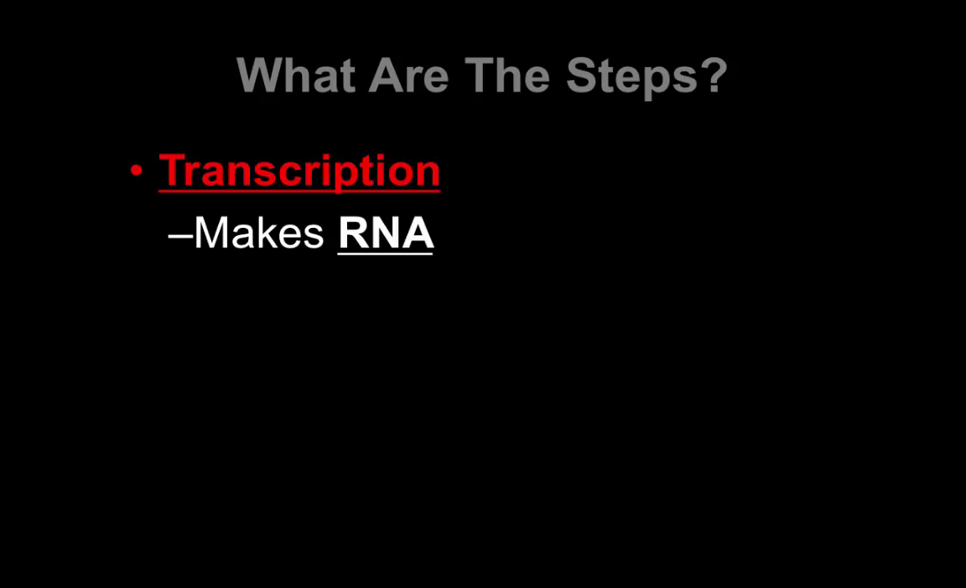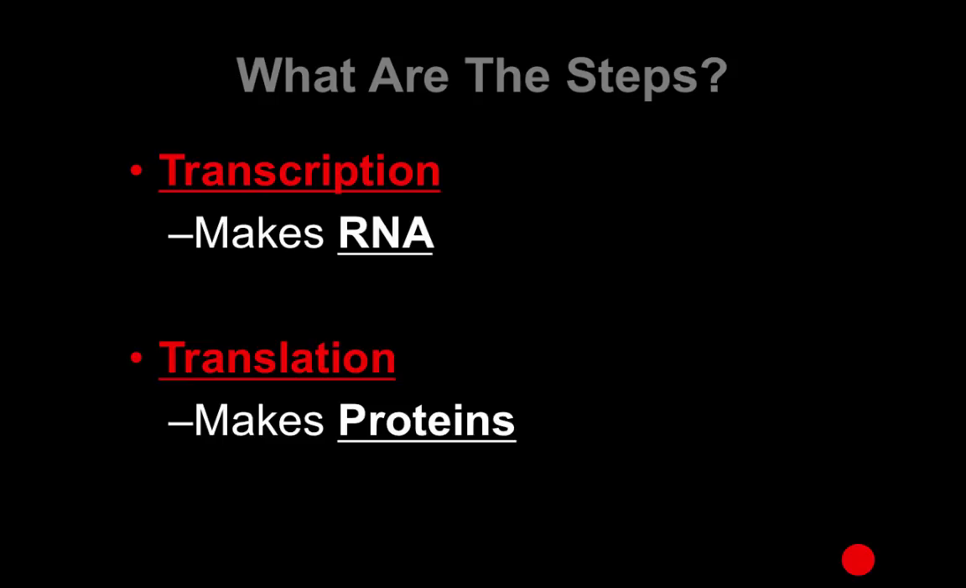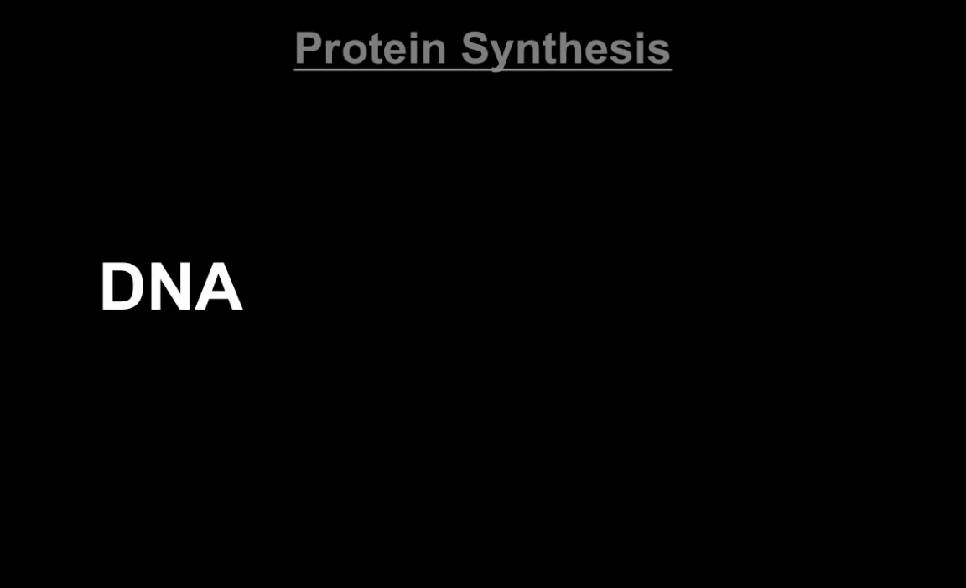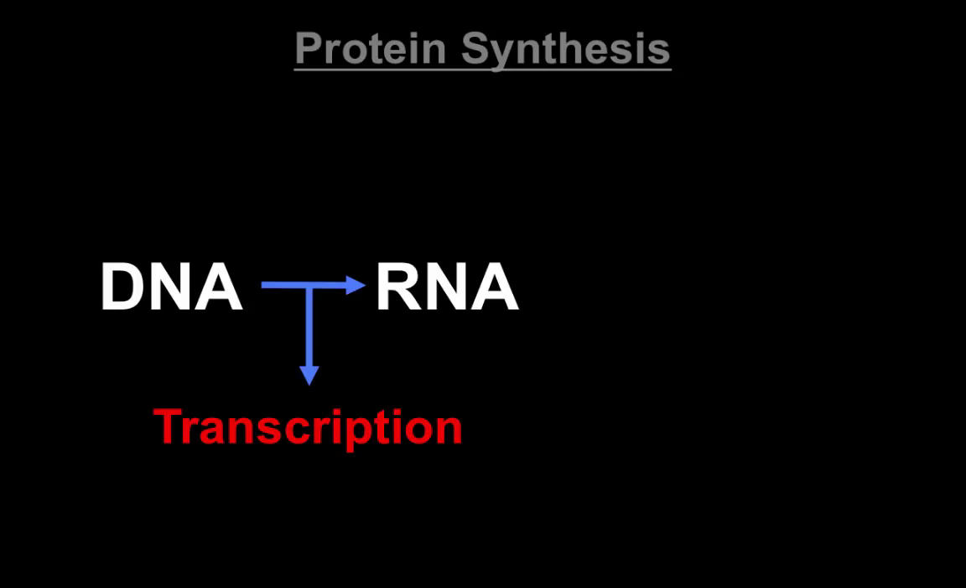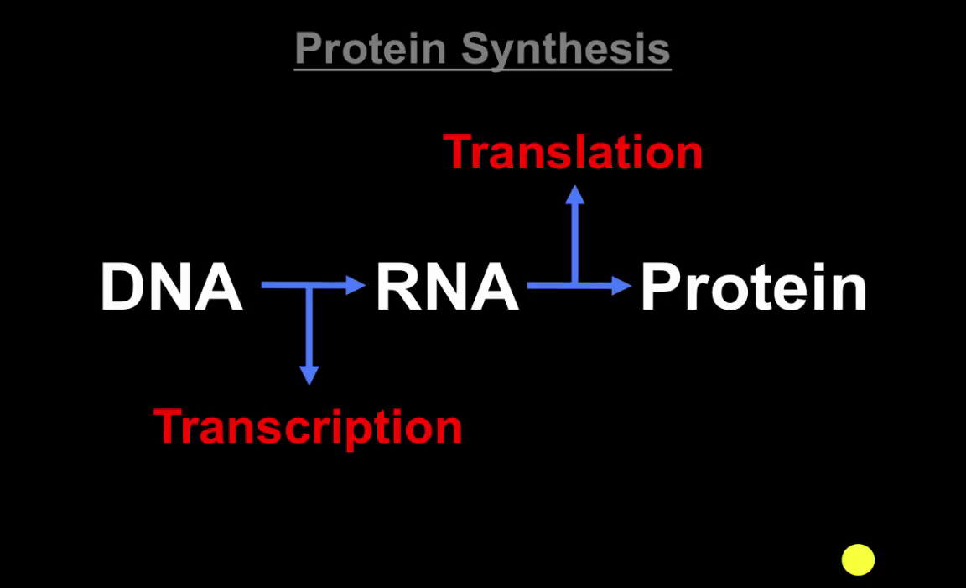Now, protein synthesis involves two steps. Transcription, where we're making RNA, and translation, where we're making proteins. So when we look at our DNA to RNA to protein, DNA to RNA, that's transcription. RNA to protein, that's translation.